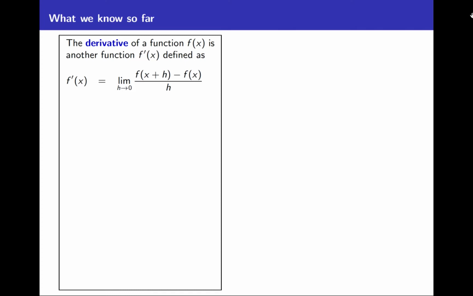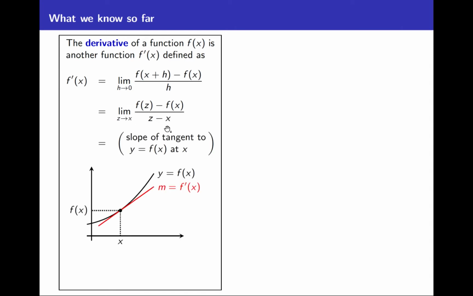Before getting down to business, let's take a summary of what we know so far. Remember that the derivative of a function f of x is another function called f prime of x, defined as f prime of x equals the limit as h approaches 0 of f of x plus h minus f of x over h. Also equal to the limit as z approaches x of f of z minus f of x over z minus x. And this equals the slope of the tangent line to the graph of y equals f of x at x.